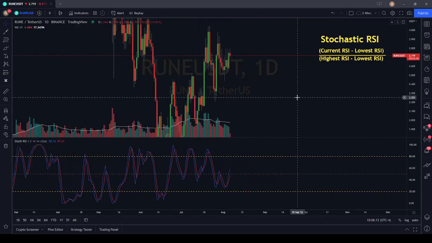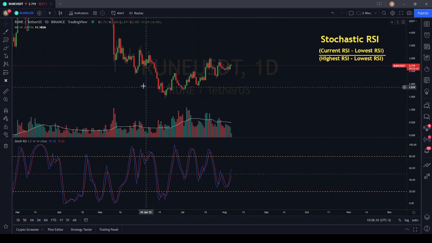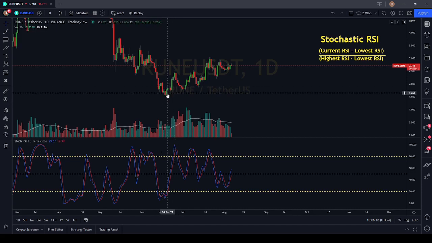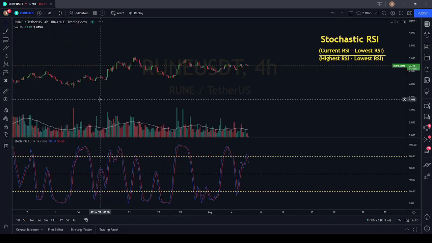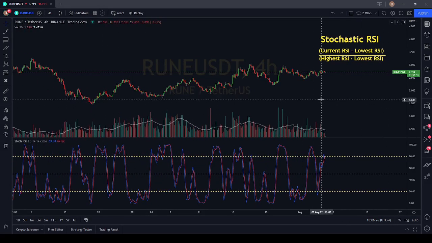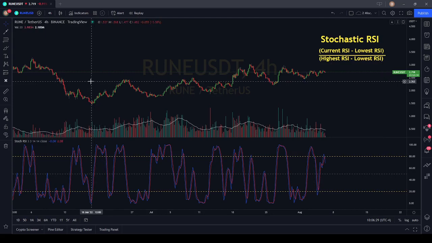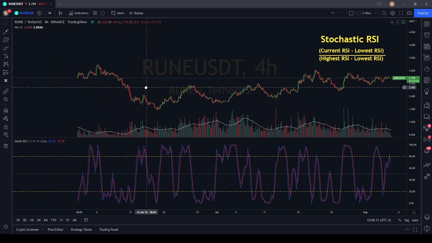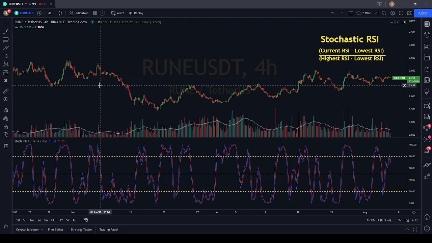If you zoom out a lot, the opposite happens: you have larger swings that take more time to play out. But these are all the main ideas. I highly recommend, before just jumping onto a strategy for the stochastic RSI, that you backtest it. It's one of the best things about the stochastic RSI that you can backtest data as much as you want and see how it played out.